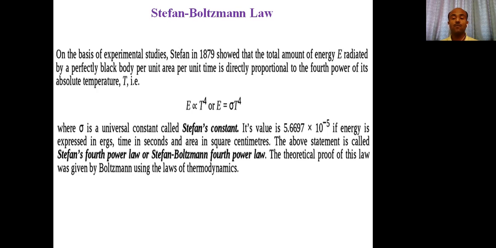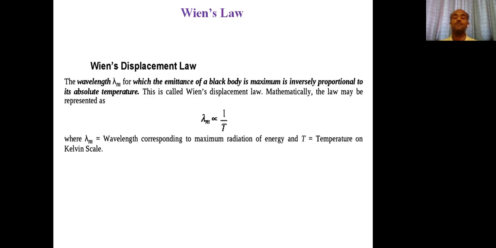The theoretical proof of this law was given by Boltzmann using the laws of thermodynamics. Another law, called Wien's law, gives us information about the wavelength and temperature. The wavelength lambda m for which the emittance of a black body is maximum is inversely proportional to its absolute temperature. This is called Wien's displacement law.